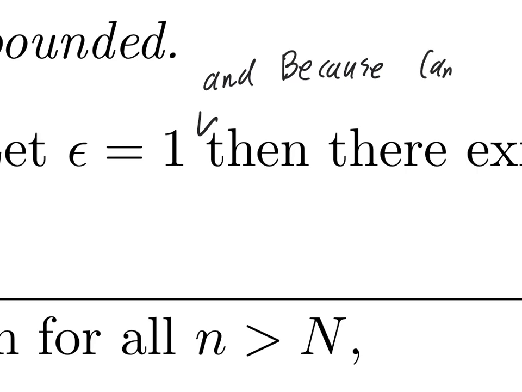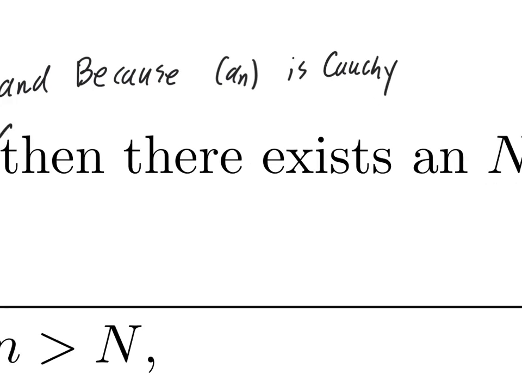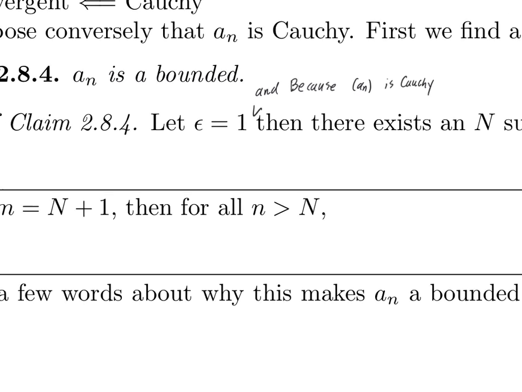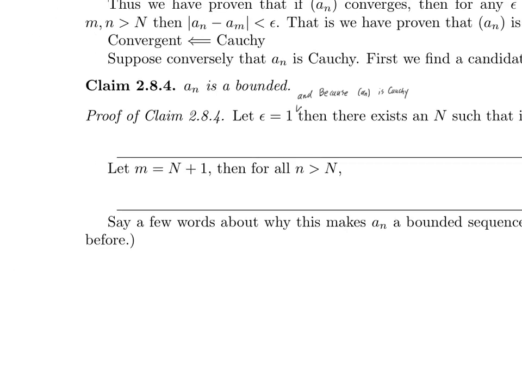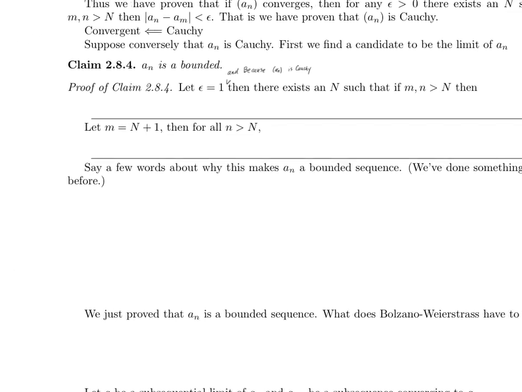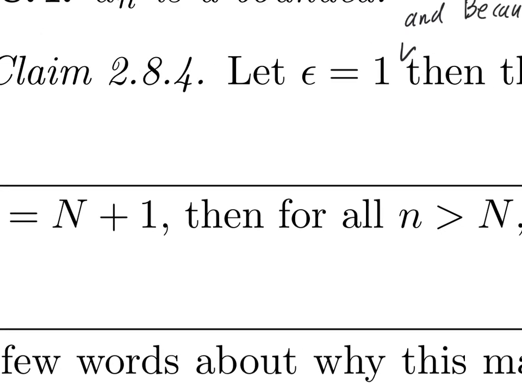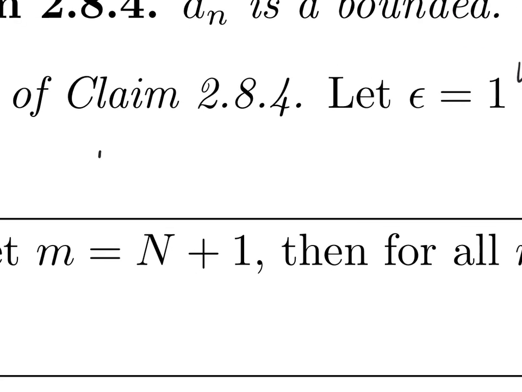the sequence is Cauchy. So Cauchiness tells me something happens for every choice of epsilon. Here is a choice of epsilon that's bigger than 0. So that means that I can apply that for this epsilon. There exists some big N such that if little m and little n are bigger than big N, then the absolute value of a sub n minus a sub m is less than epsilon.